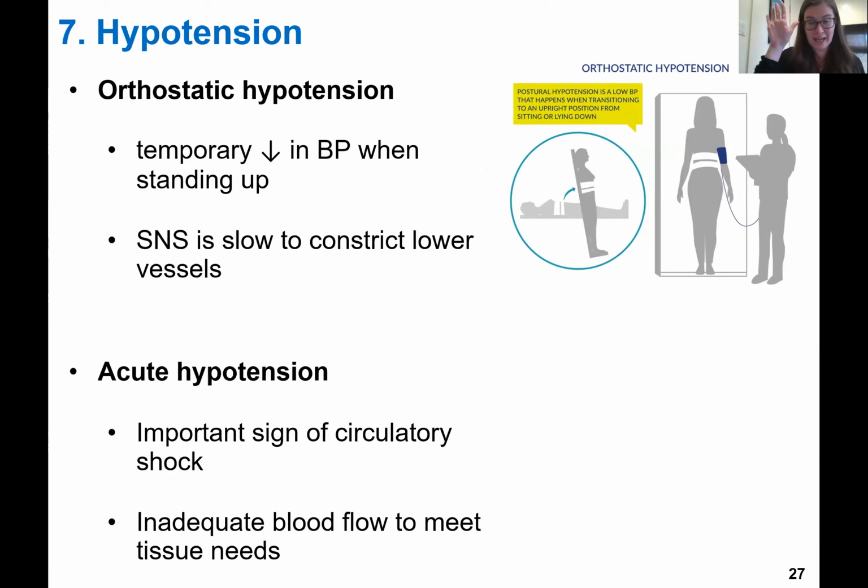I get orthostatic hypotension a lot. It's better nowadays that I kind of drink more caffeine. I used to not drink as much caffeine.